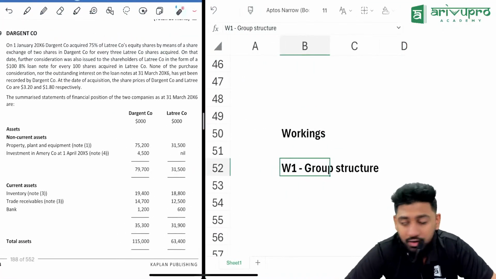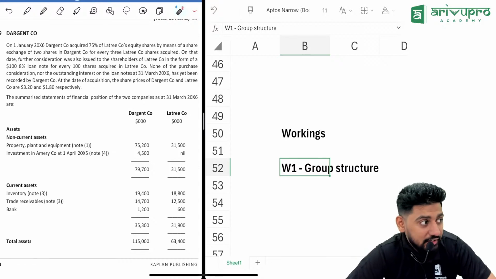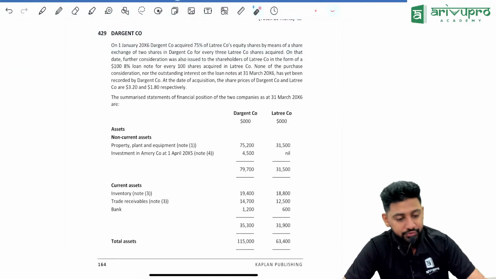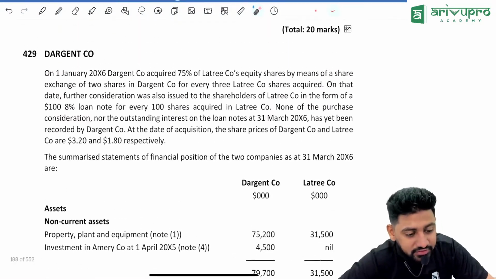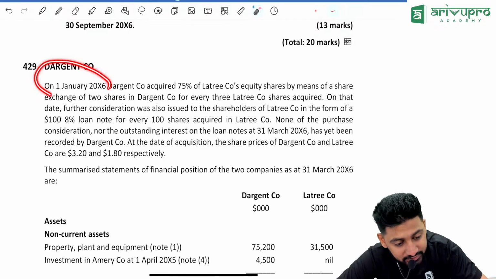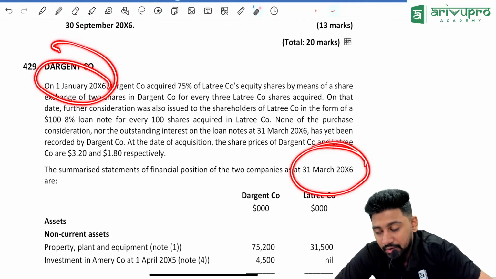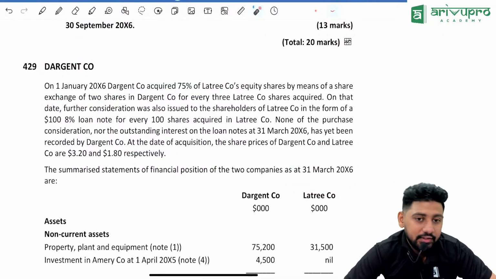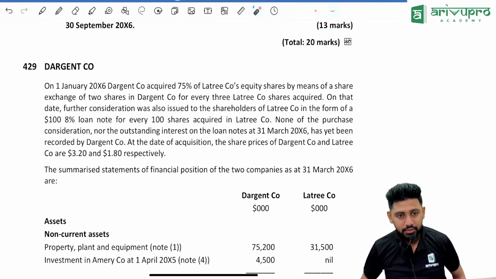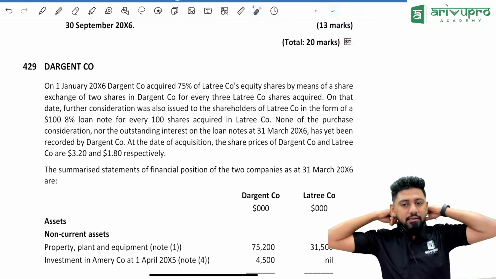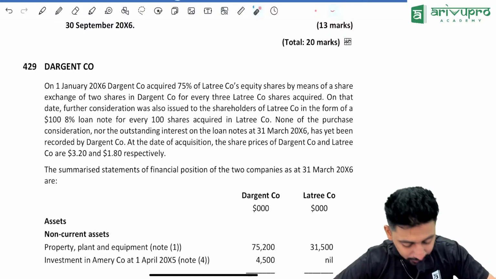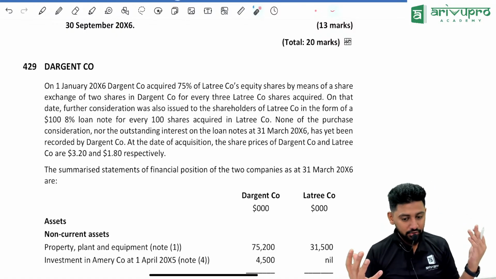On 1st January 2016. The moment you see 1st January 2016, the very first thing I see is that my year end is 31st March 2016, meaning the acquisition happened during the current year. If the acquisition happened during the current year, we call it a mid-year acquisition. So you have to be a bit extra careful.